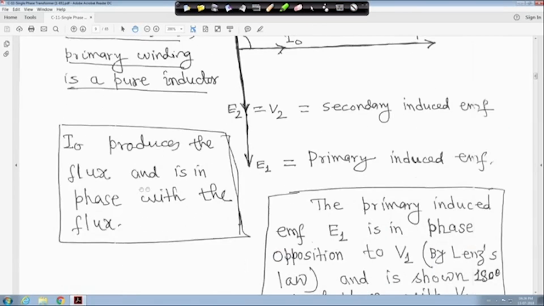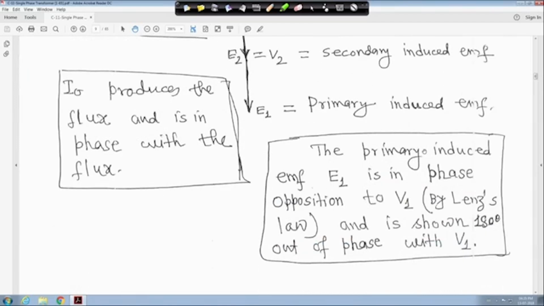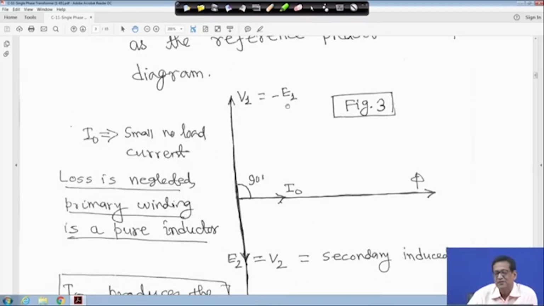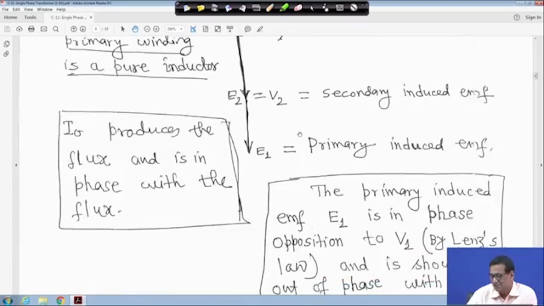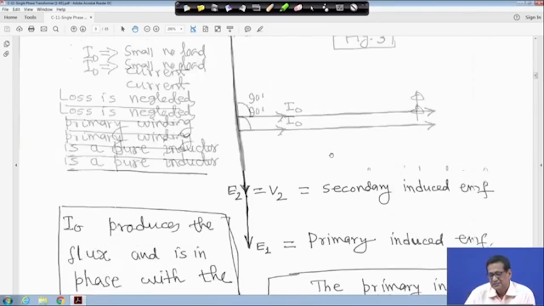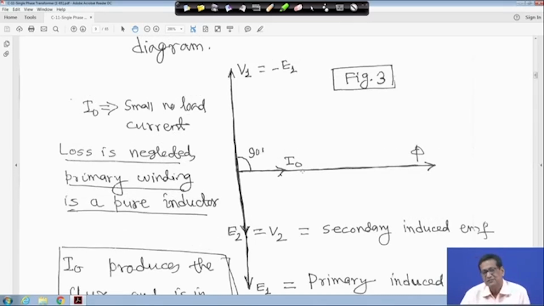Therefore, I0 produces the flux and is in phase with the flux. Now, the primary induced EMF E1 is in phase opposition to V1 by Lenz's law, and is shown 180 degree out of phase with V1. So this is E1 and this is V1 equal to minus E1, 180 degree out of phase. This is Lenz's law, and this is Faraday's, all of which you have studied in higher secondary physics. This is the phasor diagram when we are not considering the losses.